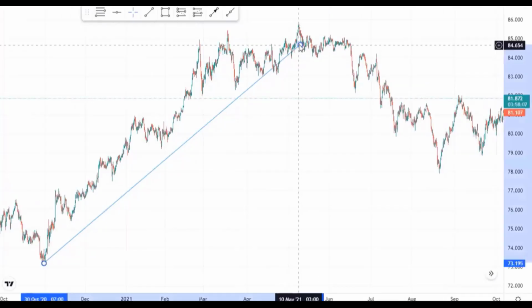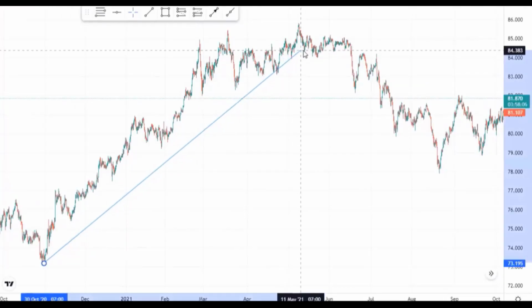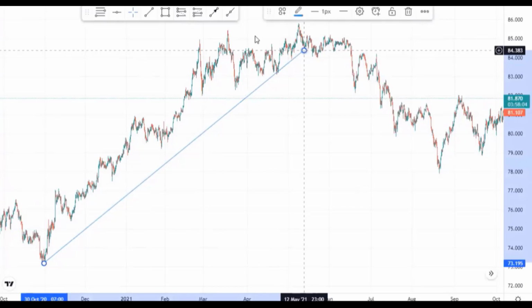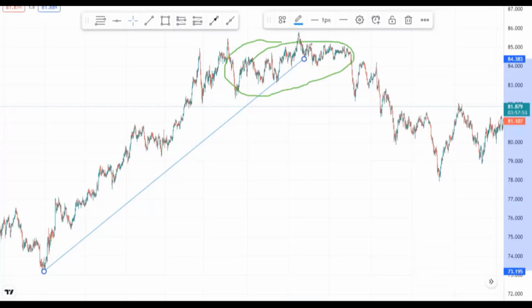So after that, again, we adjust our trend line, but at this point in time, we are no longer going to take any trade. Why? Because you will discover that the market within this area is no longer trending, but is now in what we call the distribution phase.